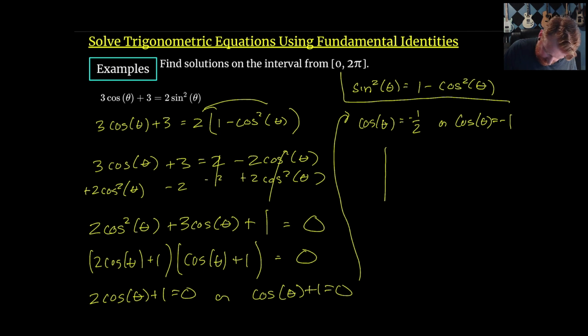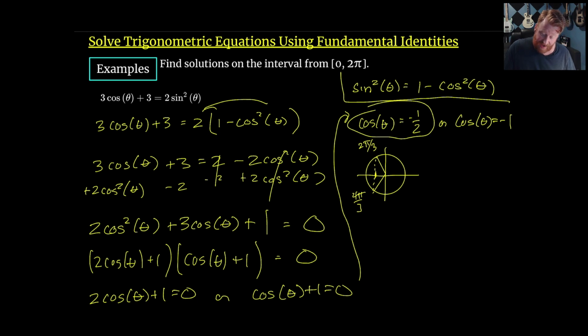So just thinking about this unit circle, I'm looking for cosine being negative 1/2. Negative 1/2 is here, so that's going to correspond to these angles. This is 2 pi over 3, and this angle here is going to be 4 pi over 3. Those are the solutions from this half of the product here.